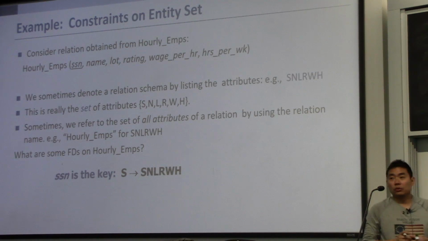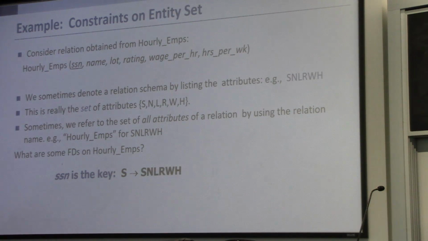Okay? So far so good? This is my R, this is my X, this is my Y. Why is this a functional dependency? Let's check by just looking at the definition.